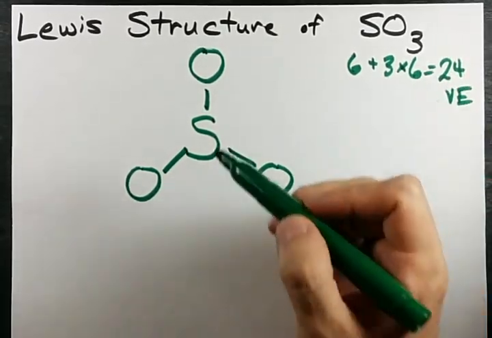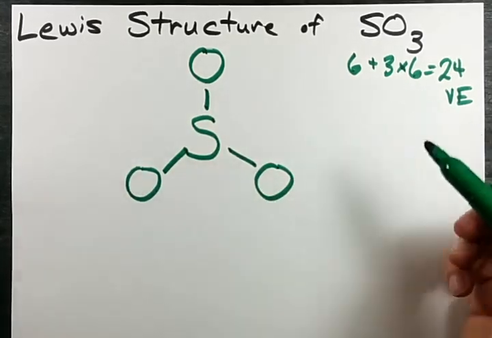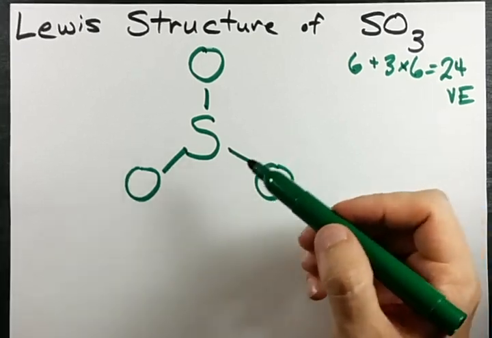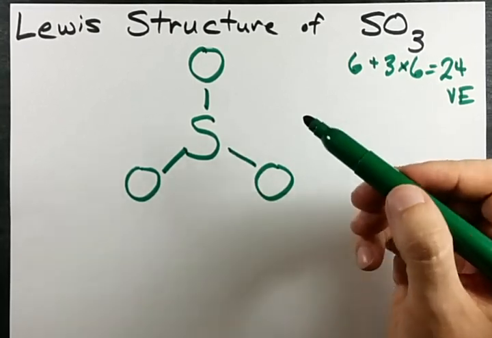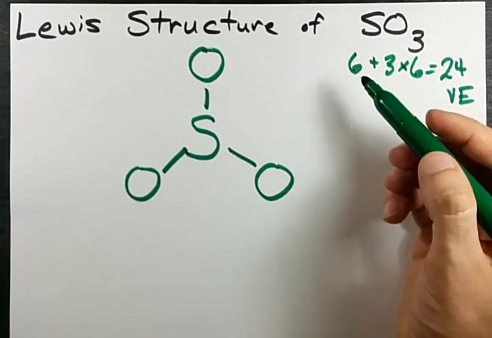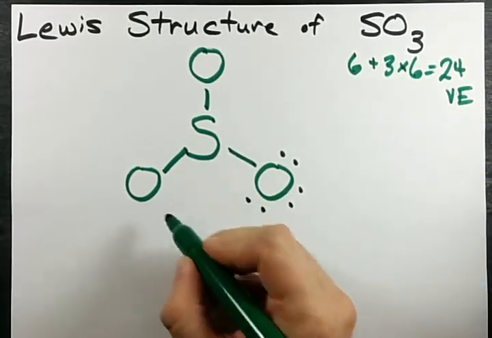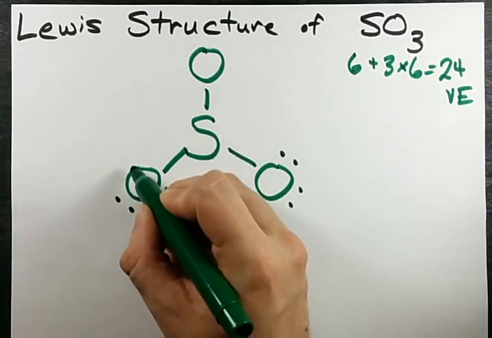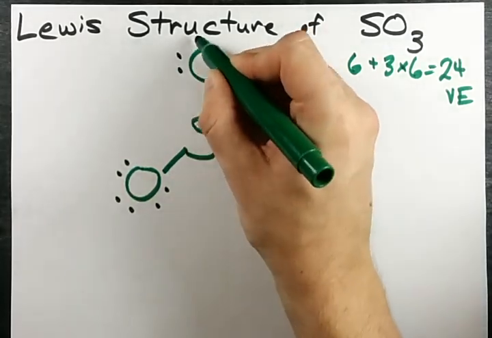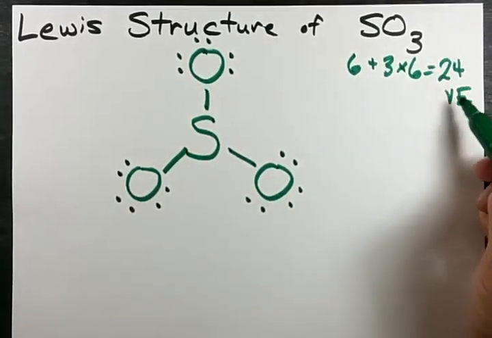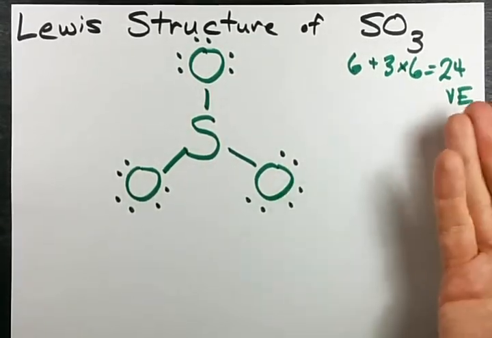24 total, so I still have to put 18 down. Anyways, 2, 4, 6 electrons in my structure. I'm going to fill my outer atoms so they satisfy the octet rule. Are you ready? 7, 8, 9, 10, 11, 12, 13, 14, 15, 16, 17, 18, 19, 20, 21, 22, 23, 24. There's all my valence electrons.